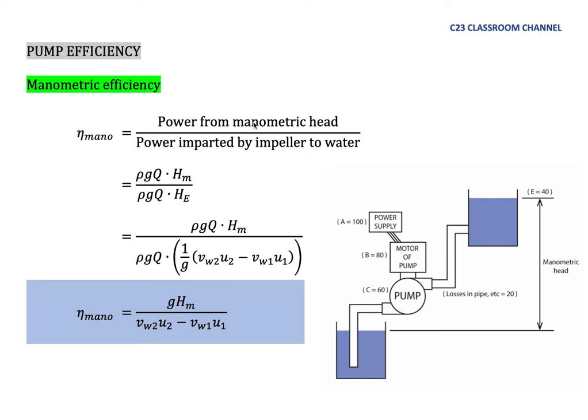That's why we take manometric head here as the output. It's the output of the pump, and we take power in the impeller. That's why we take Euler head power from the impeller as the input, because we only want to know how efficiently this pump transfers its energy until the outlet level here.